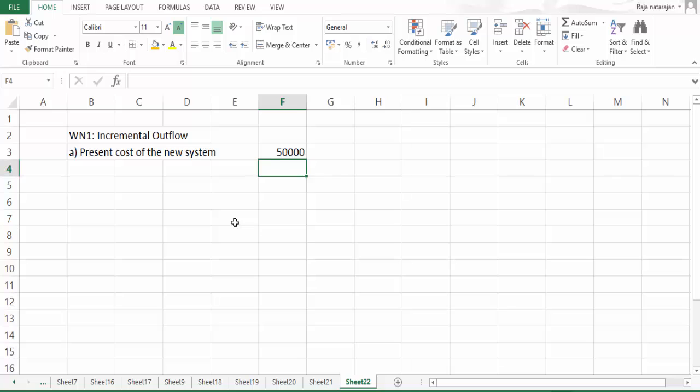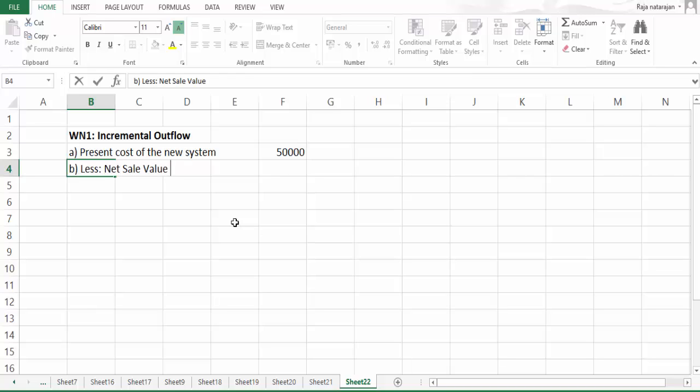So when the company goes for this project, they will not continue with their existing one. So they'll be disposing of their existing project and there is going to be an inflow, right? B less net sale value of old system. But that is going to have some small working notes.